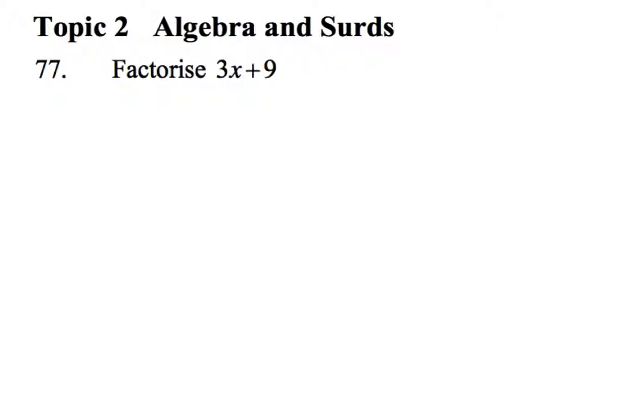Okay, to factorize, we look to find what's common between both terms. So here there's a 3 common, so that will go out the front. Then we ask, what are we going to multiply 3 by to get 3x? We'll need an x in that bracket. Then what have we got to multiply 3 by to get 9? Another 3.